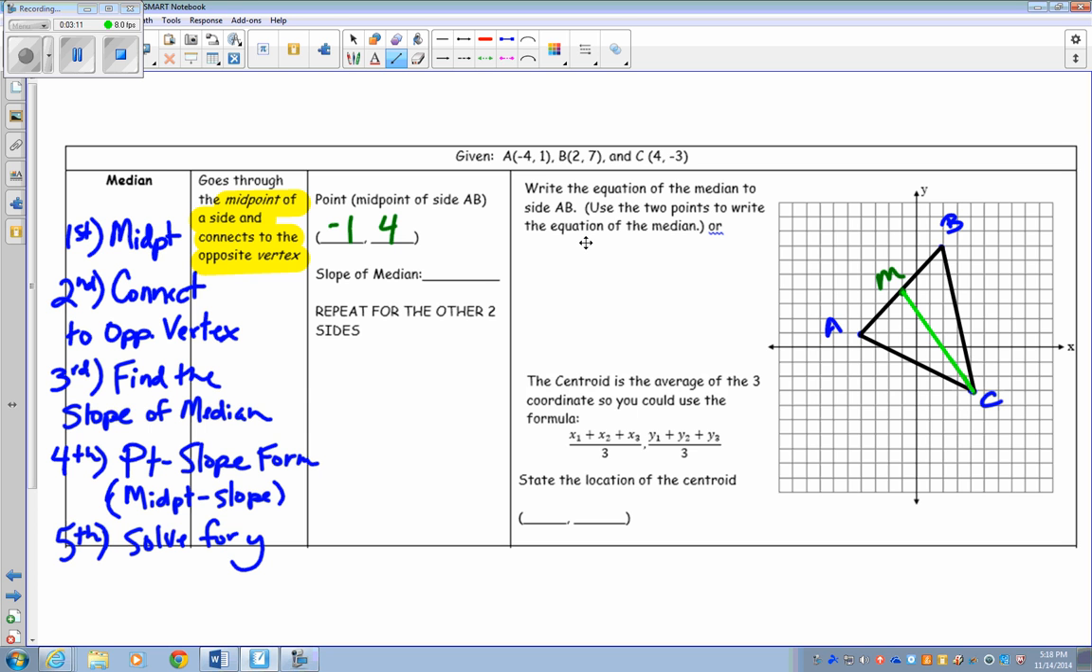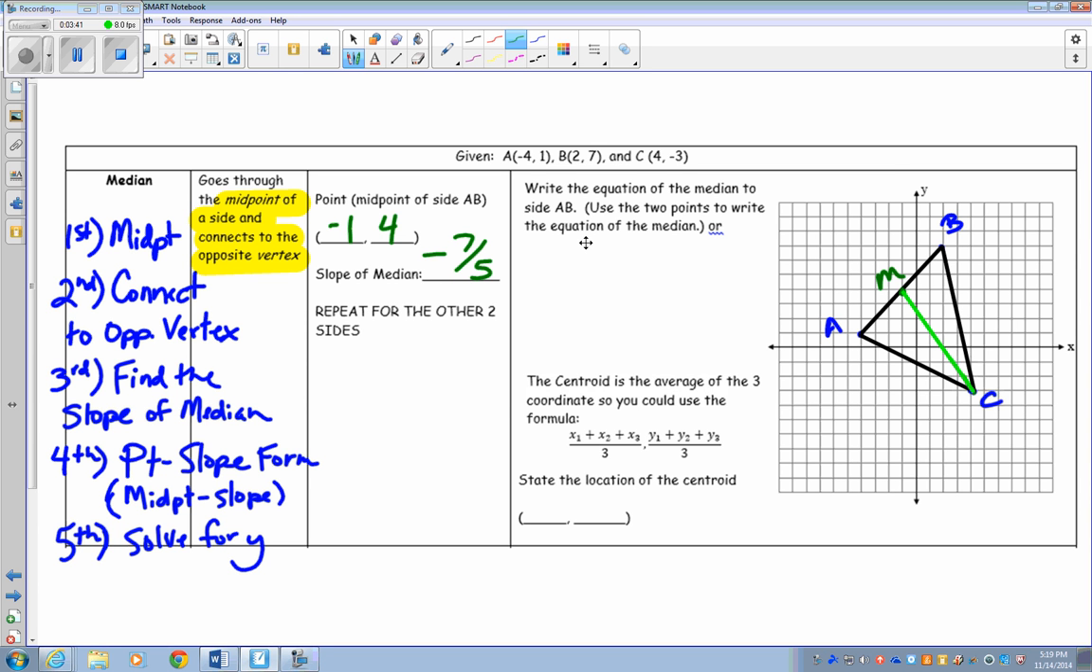And we want to find the slope of that median. The easiest way to find the slope is to count the rise over run. I can see that this slope is decreasing from left to right, so it's going to be a negative slope. So I'm going to count down 1, 2, 3, 4, 5, 6, 7, and then to the right 1, 2, 3, 4, 5. So my slope is -7/5. Now, I would repeat for the other two sides. But first, let's get into the equation of the median.